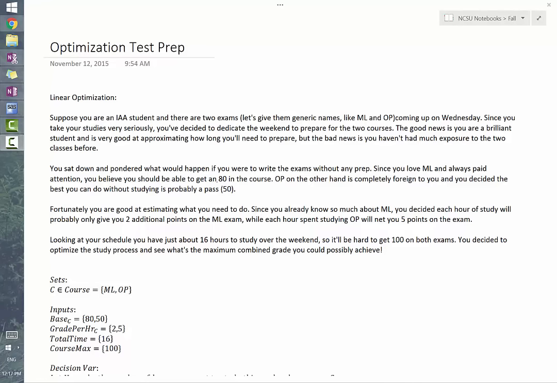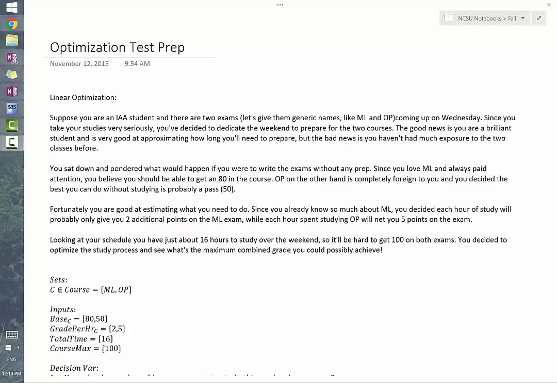Let's look at a problem that I just wrote up, completely fictitious, highly hypothetical. Suppose you're an IA student and there are two exams coming up on Wednesday. Let's give them generic names such as ML and OP. Since you take your study very seriously, you've decided to dedicate a weekend to prepare for the two courses.